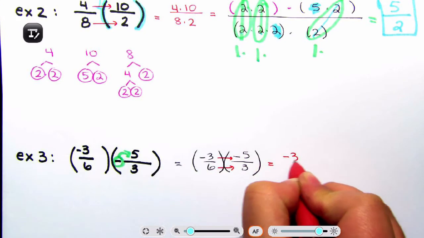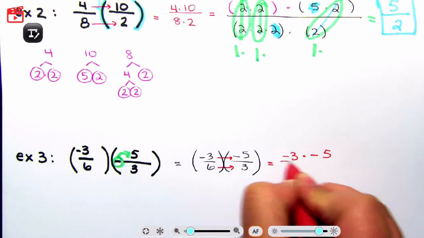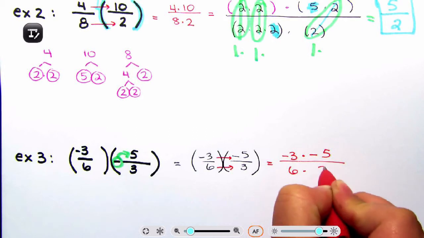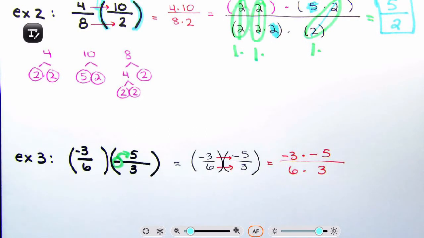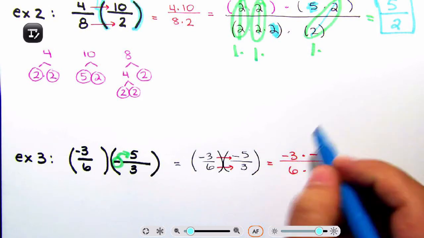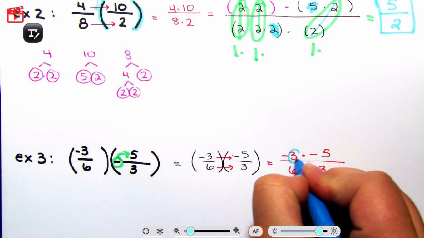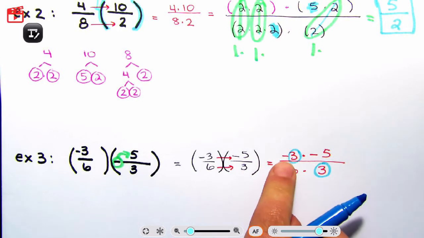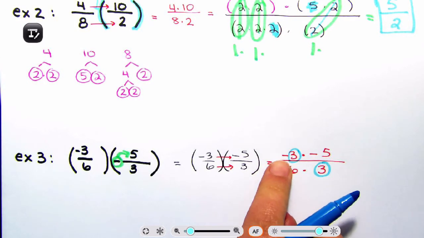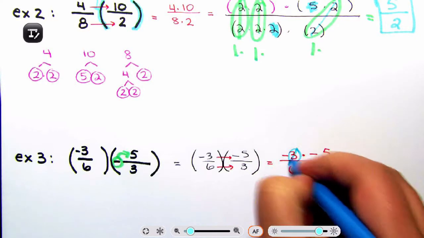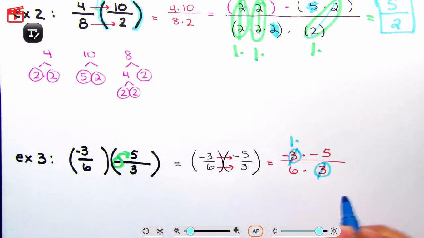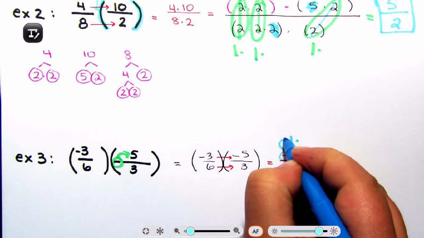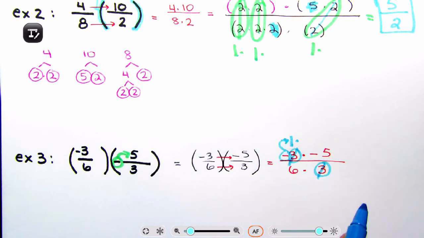So I have negative 3 times negative 5 over 6 times 3. Now, immediately, I can see things that can cancel. I haven't even done any prime factoring, but I can cancel my 3's out. I have a 3 and a 3. Now, I'm not canceling that negative. That negative stays. So 3 goes away, 3 goes away. So now I have a 1 times. That means I have a negative 1 times. That negative didn't go away.